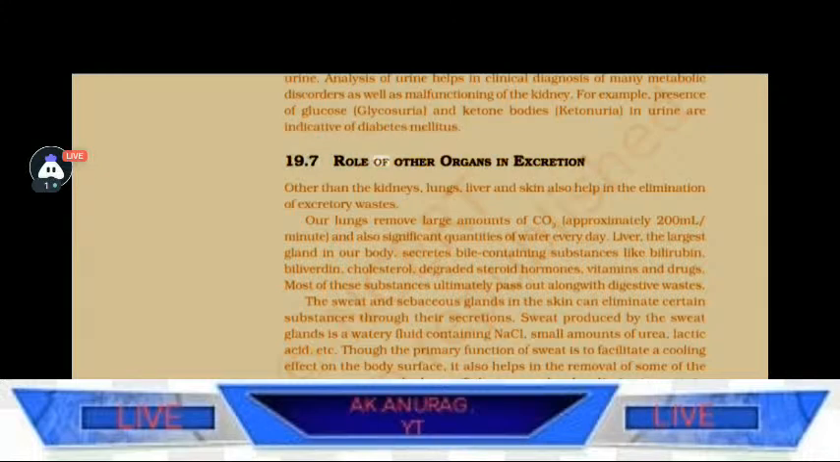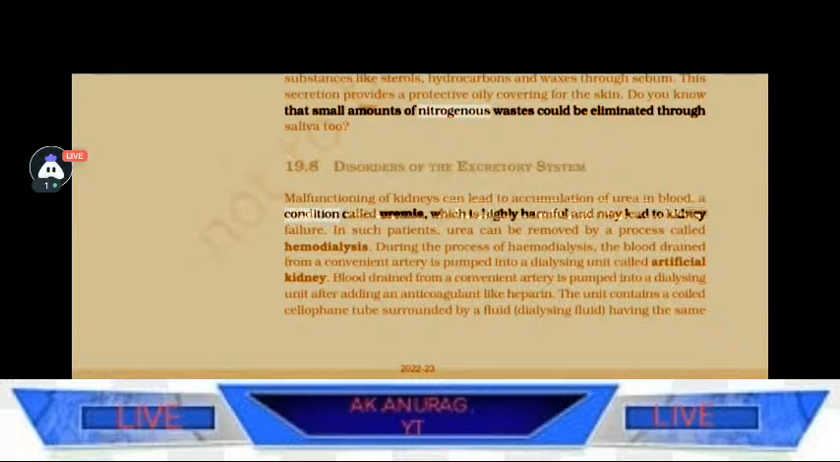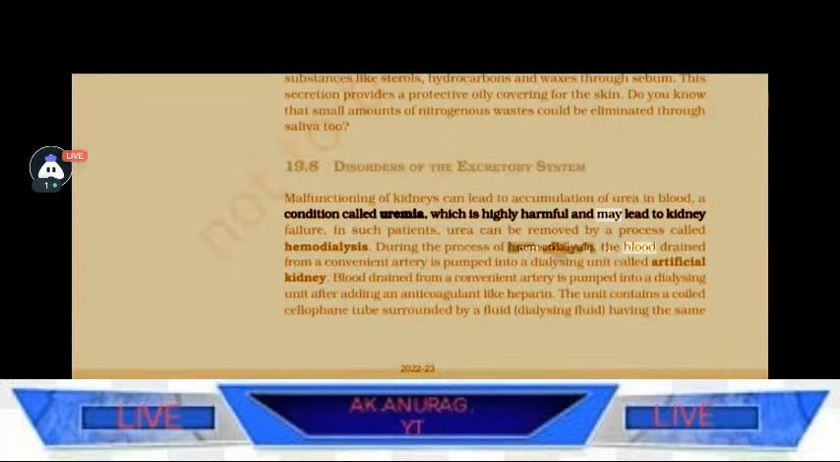19.7 Role of other organs in excretion. Other than the kidney, our lungs remove large amounts of CO2, liver secretes bilirubin through its secretions. Sweat glands also excrete substances as mentioned above. Do you know that small amounts of nitrogenous wastes can accumulate, a condition called uremia, which is highly harmful and may lead to kidney failure? In hemodialysis, the blood drained from a convenient artery is pumped into a dialysis unit after adding an anticoagulant like heparin, and the unit does the same.